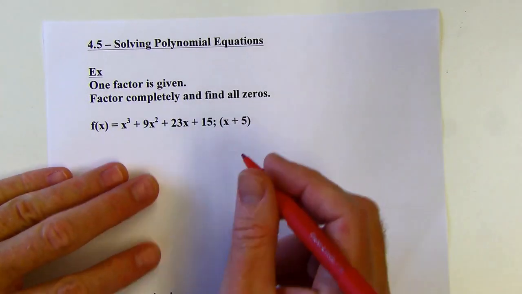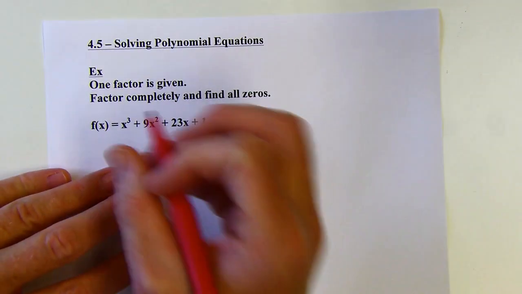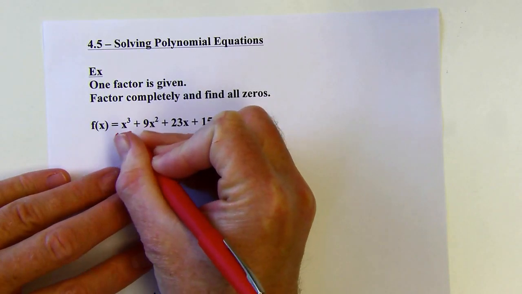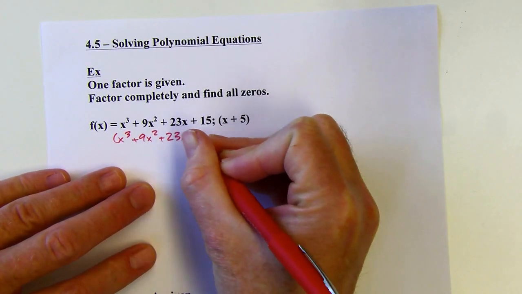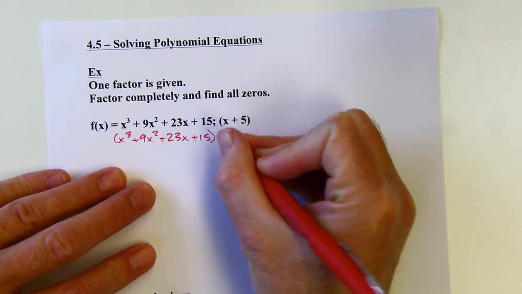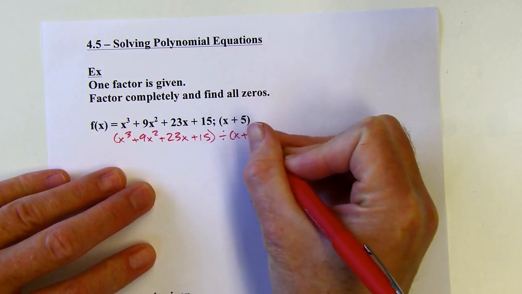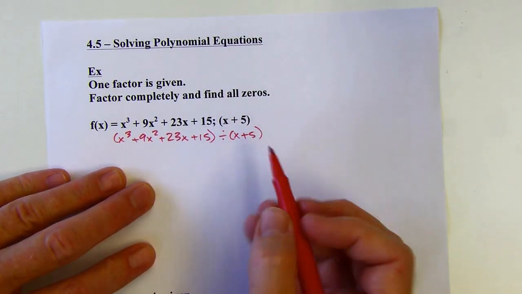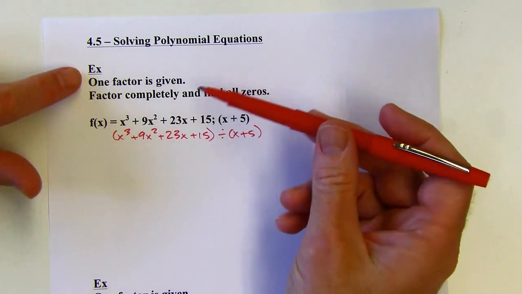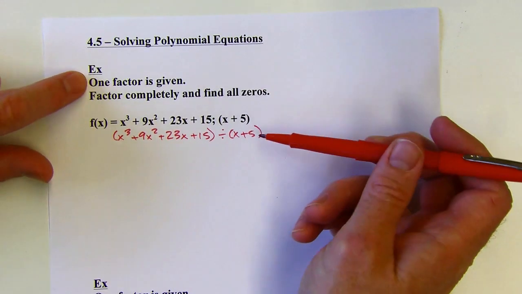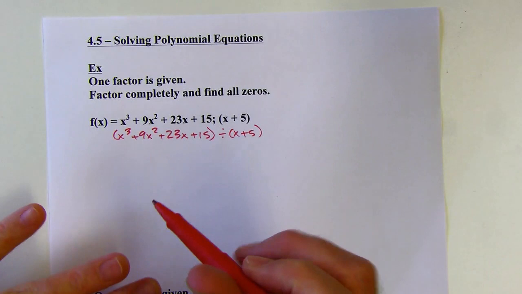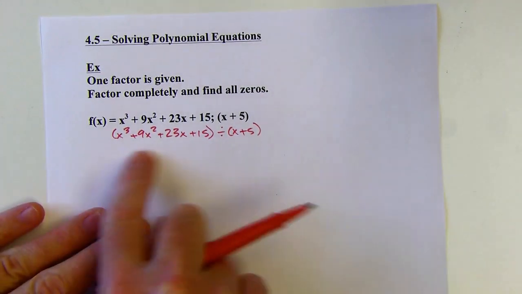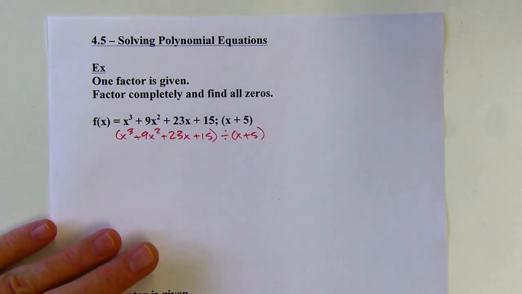Okay, so what I'm going to do is take x to the third plus 9x squared plus 23x plus 15, and divide x plus 5 out of it because I know it should go in evenly. Unless I was lied to, it says that this is a factor. So when I divide it out, I should get no remainder, and then I can see what's left after I've divided out of the original longer polynomial.